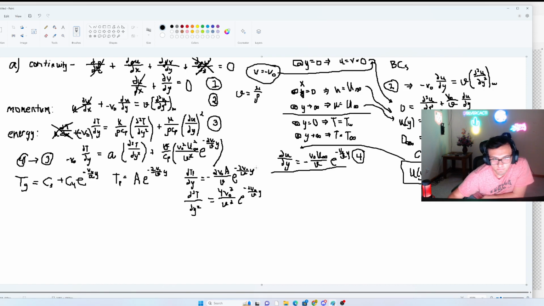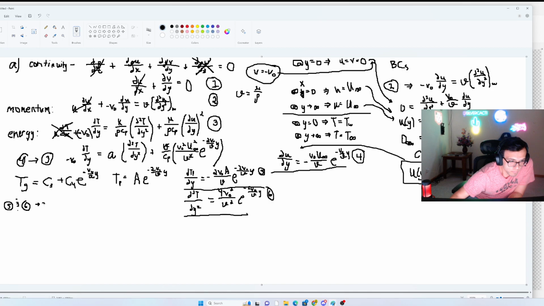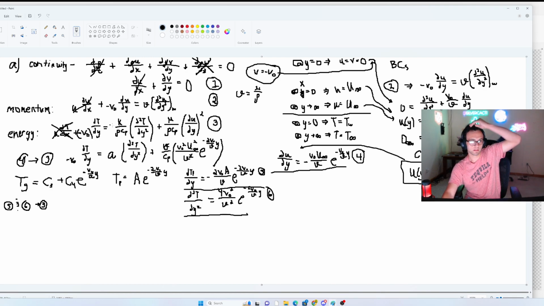We're going to call these equation 5 and equation 6. We're going to plug those in to equation 3, which is the energy. So plugging that into there, this and this into that and that.